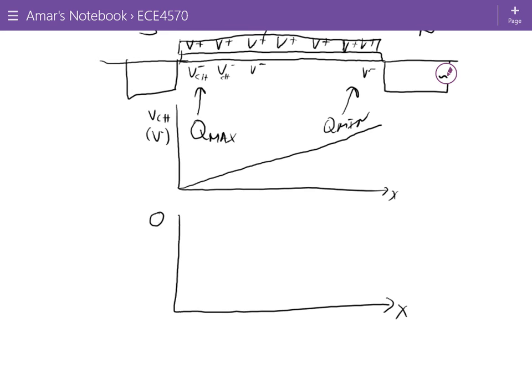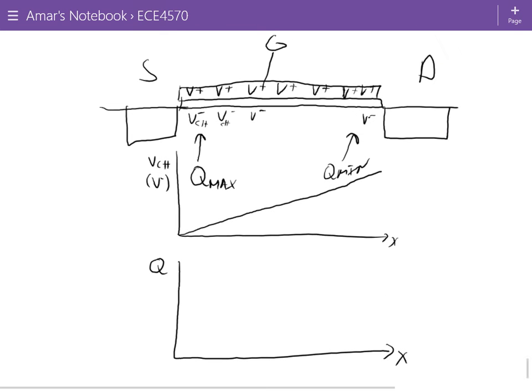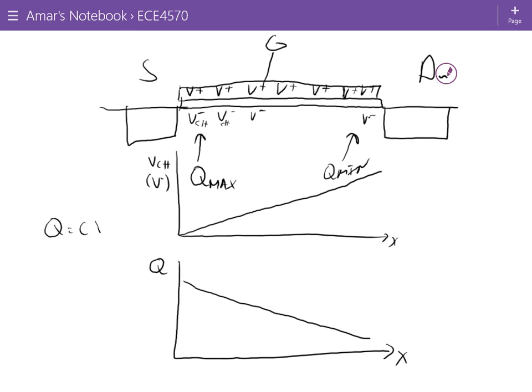So if we were to plot Q in the channel, we'd find that the maximum Q is on this side, and the amount of charge drops as we go to the right side, because the channel voltage is increasing from left to right. And again, Q is equal to C times (V plus minus V minus). So we have more charge on the left side of the channel, less charge on the right side of the channel.